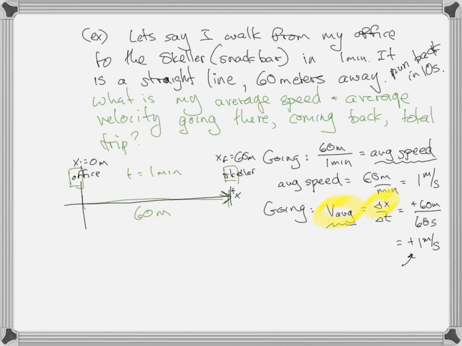Now you might say, what if I leave off the plus sign? It's still a positive number. You are correct. But I do want you to explicitly recognize the direction of a quantity that has a direction associated with it. So it is 1 meter per second in the positive x direction. The actual average velocity, v average, is equal to plus 1 meter per second, which means 1 meter per second in the plus x direction.